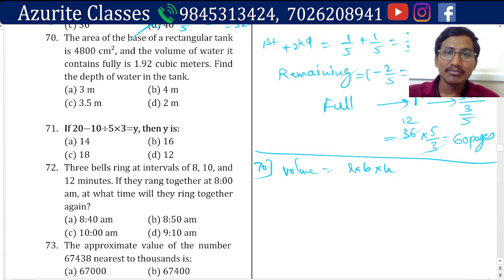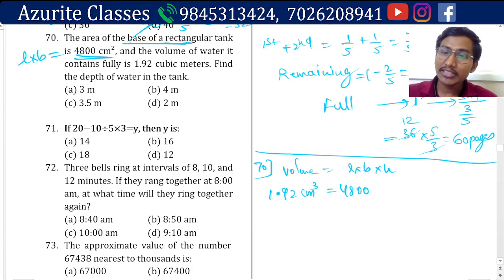And the base will be length into breadth. Length into breadth is 4800 centimeter square. So length into breadth is 4800 centimeter square, but the volume is in 1.92 cubic, that is centimeter cube.